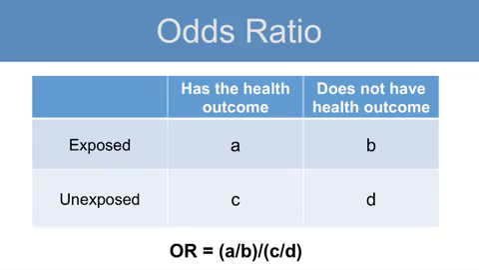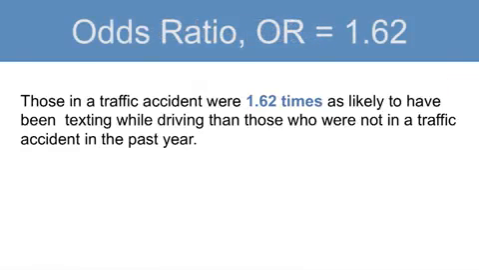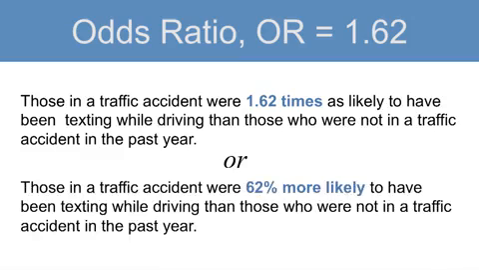Odds ratios can be calculated in cohort studies and in case control studies. Prevalence odds ratios can be calculated for cross-sectional studies. There are different ways that you can interpret a measure of association in words, as illustrated here. You could say, those in a traffic accident were 1.62 times as likely to have been texting while driving compared with those who were not in a traffic accident in the past year. Or, those in a traffic accident were 62% more likely to have been texting while driving than those who were not in a traffic accident in the past year.